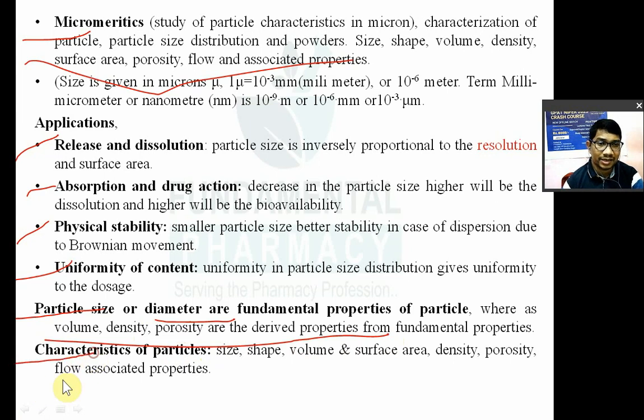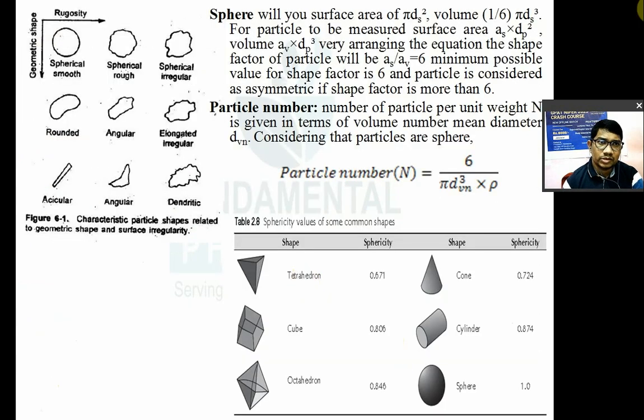A particle can be characterized by its size, shape, volume, surface area, density, porosity, and flow properties, right? We have seen the different shapes of particle. A particle may be spherical in shape, smooth spherical, with a smooth surface. Then rounded, angular, elongated, irregular, acicular, angular, and dendritic.